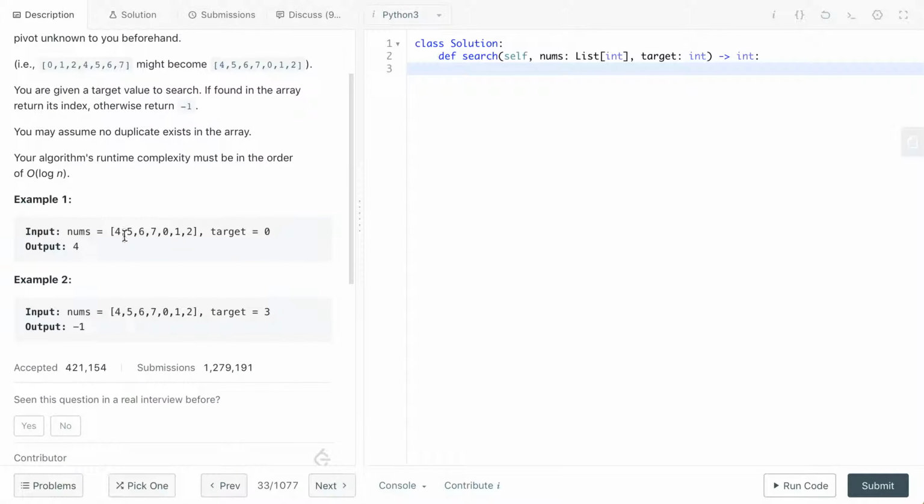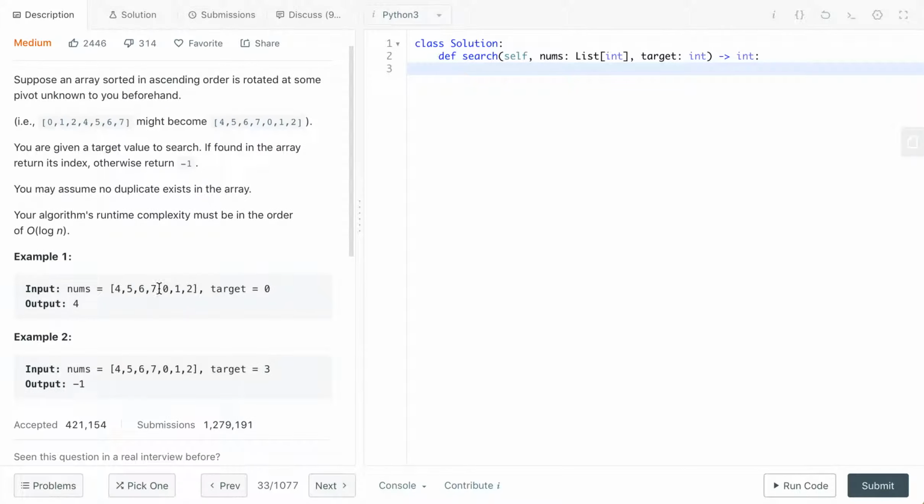And we see this example here that the target is 0, and 0 is right here, so it's in the 0, 1, 2, 3, 4, 4th position, output 4. And we see target 3, and there's no 3 in here, so we're unable to find that. So we return -1.